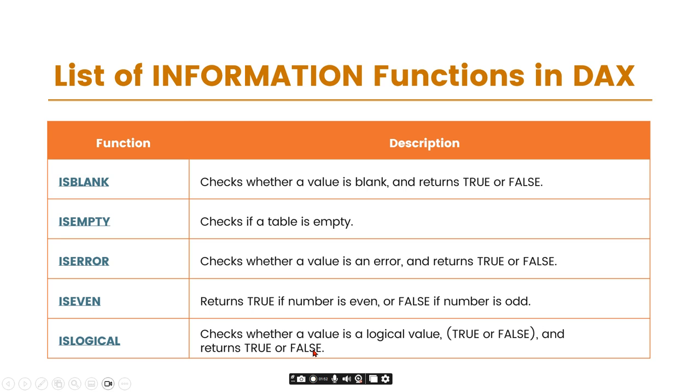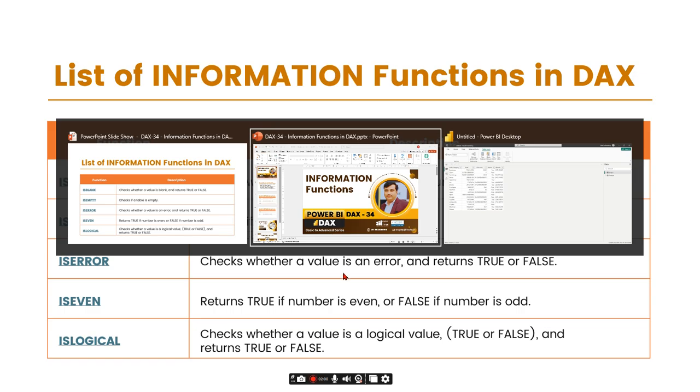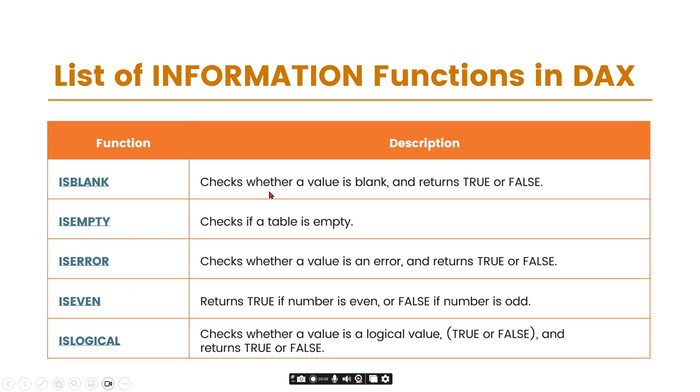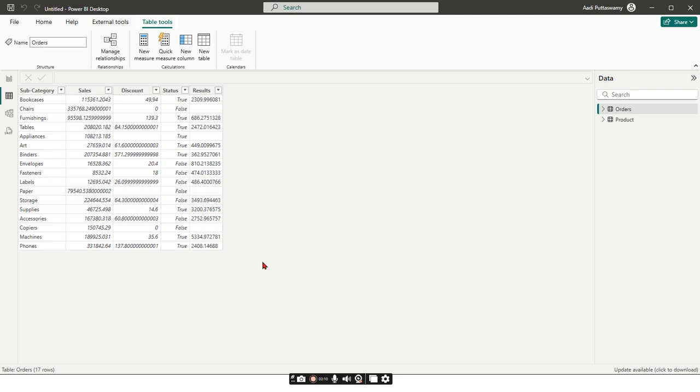Also, I have given the description of all these functions, so you can read this and learn in detail. Right, so what we'll do is we'll go to our Power BI desktop window and work on all the functions available here, and we'll try to understand how these information functions are useful for us in Power BI.